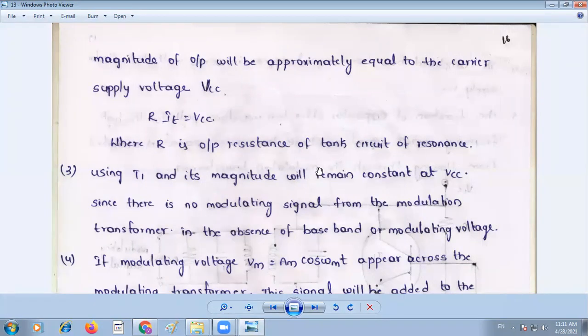So whenever the signal is FC plus FM, the output is considered. That is, the resonance takes place. And whenever there is FC minus FM, a signal is generated. That is the lower sideband. So these two signals are generated at the output. Beyond these two signals, there is no signal at the output side.